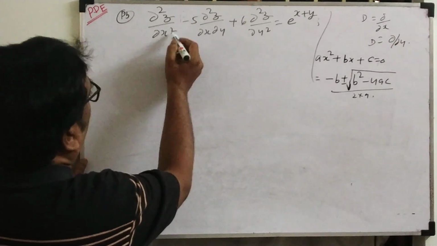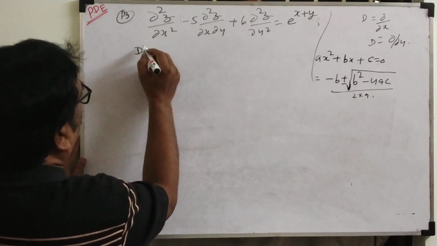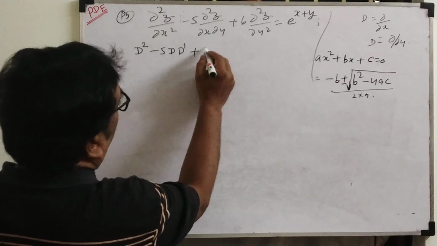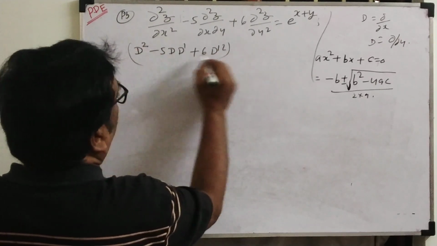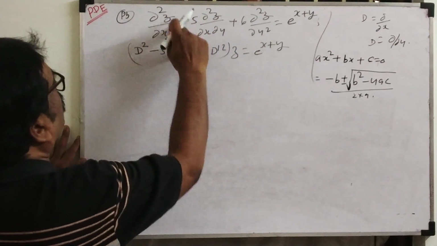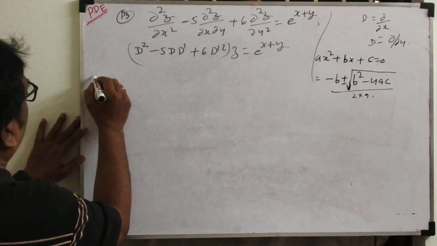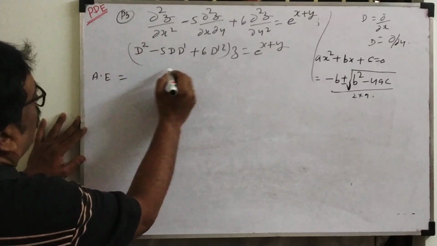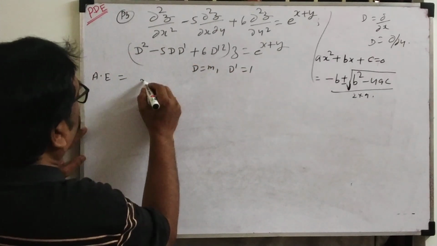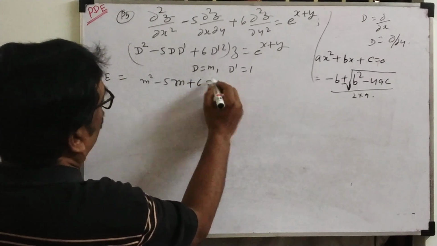∂/∂x is nothing but D, so you can write here D². This you have to change first: (D² − 5DD' + 6D'²)z = e^(x+y). Either they will give the problem in this format or the other format. Now, what will be the auxiliary equation? D = m, D' = 1. So m² − 5m + 6 = 0.